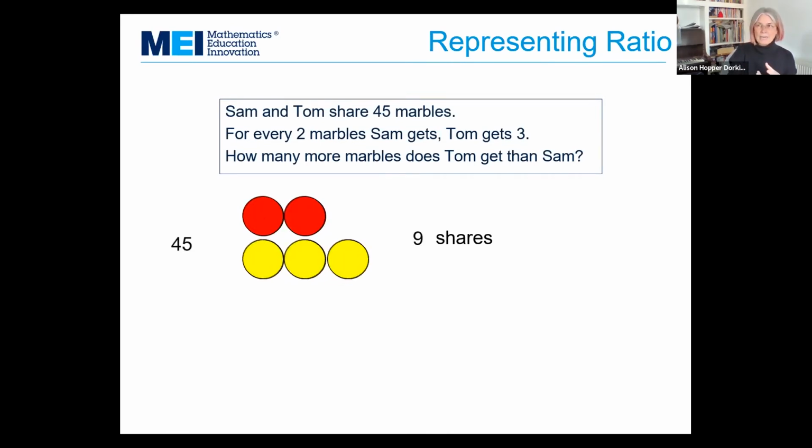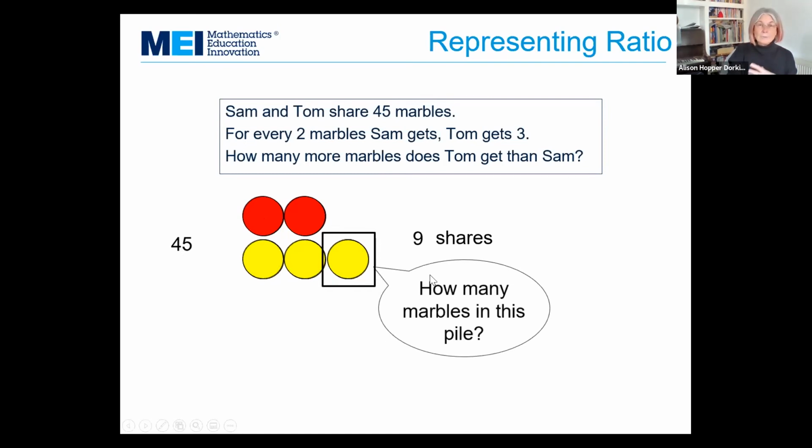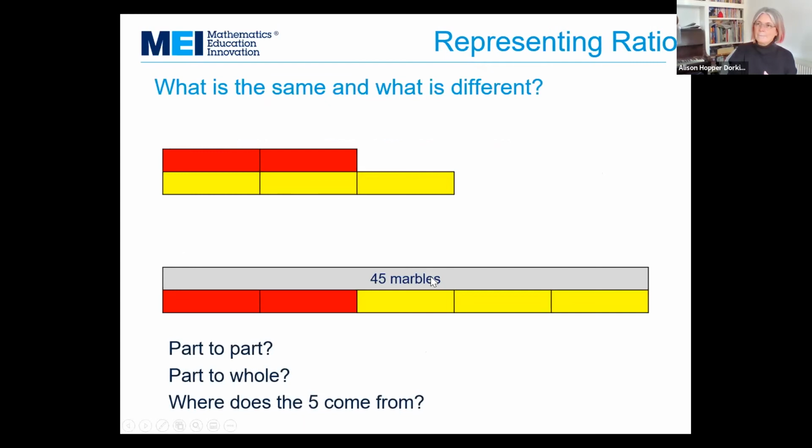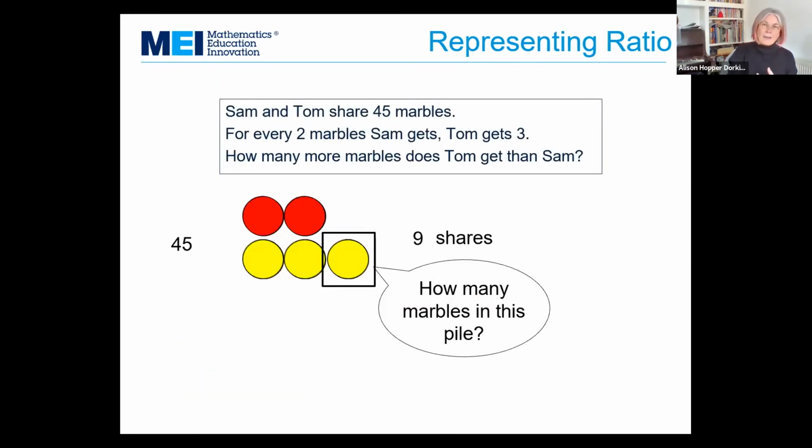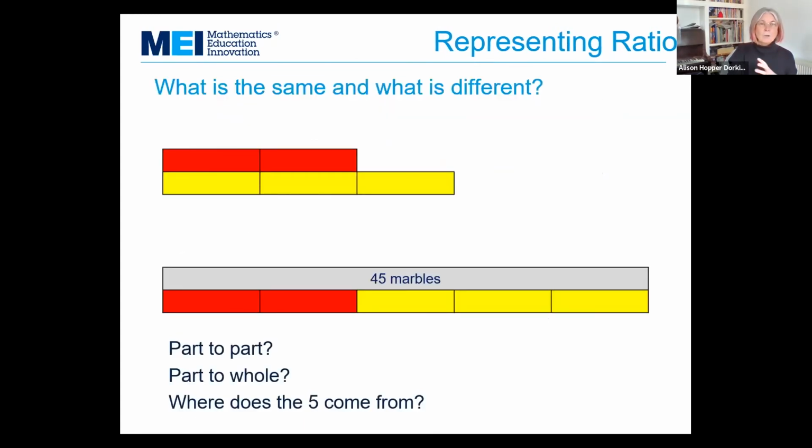And we've talked about the shares. How many shares have we shared out? So we've shared them out 9 times. So how many marbles or counters are in this pile? There's 9 again, aren't there? Okay, so from that, we can start to build towards something that looks a bit more like the bar models that we're quite used to. So I'm just going to leave those 2 bar models there and say what's the same and what's different about them.